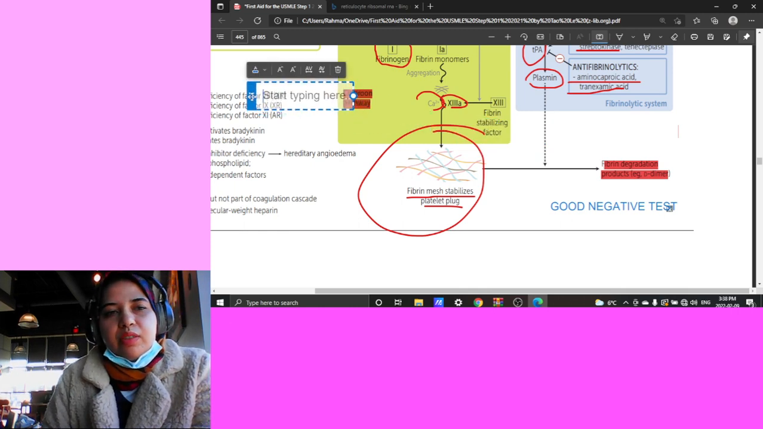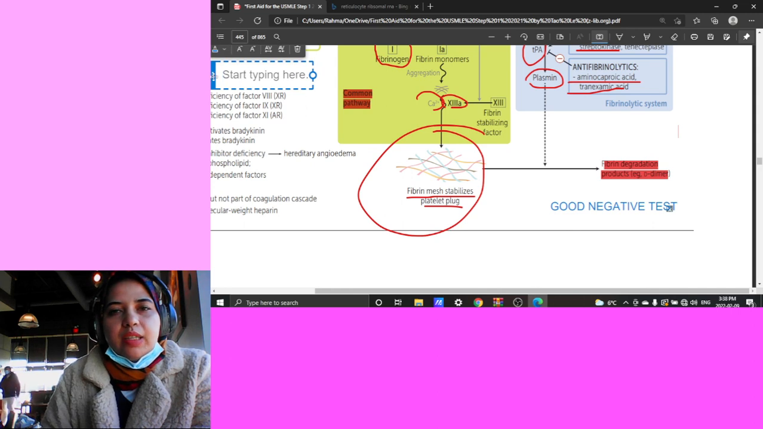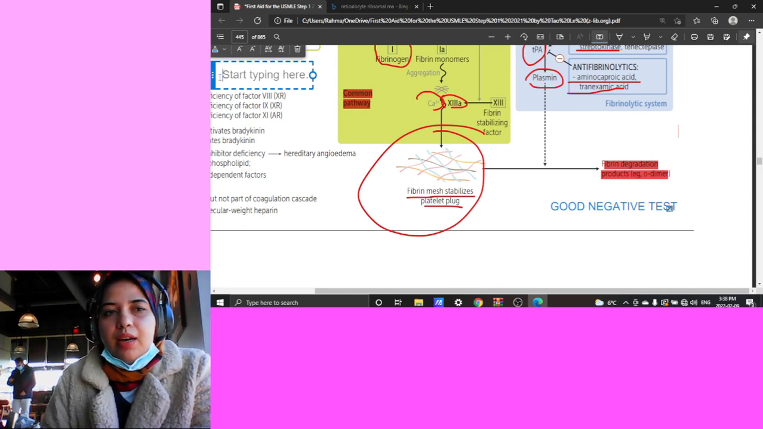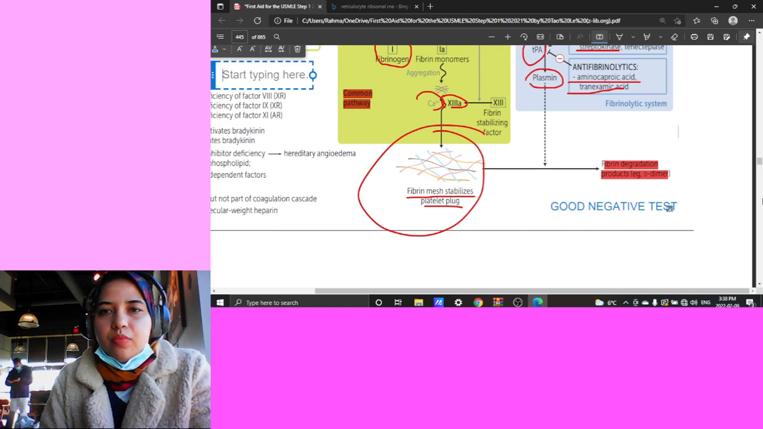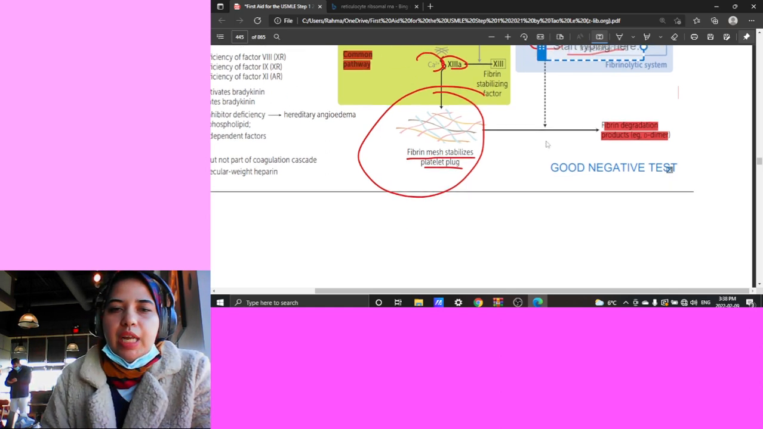So for example, if you have a swelling in the calf of a patient, and you think it's a DVT, but you do a D-dimer and it's negative, then chances are it's not a DVT. So it's a good negative test for me to exclude that pathology. So that's what was meant by a good negative test.